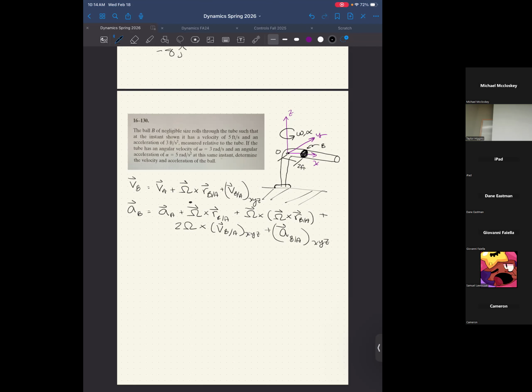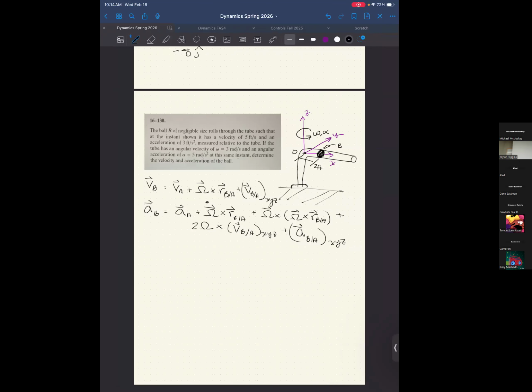Okay, so now what we need to do is, well, double check that what's on the left-hand side of the equation is actually what the question is asking me for. So in fact, it says determine the velocity and acceleration of the ball. And it doesn't say relative to anything else. So it means the absolute acceleration and velocity. So if B is the ball, then the left-hand side is truly what it's asking me for.